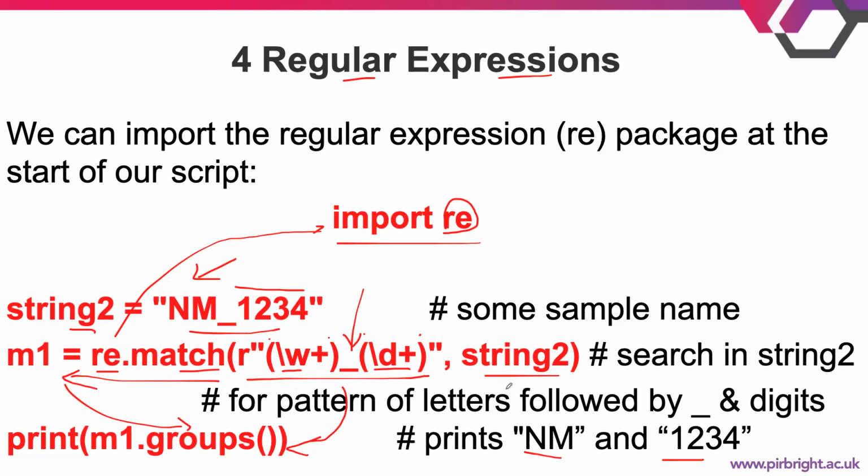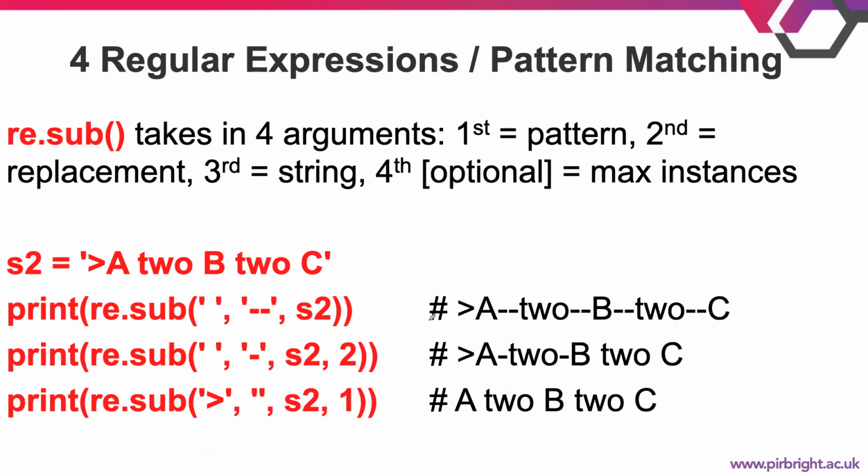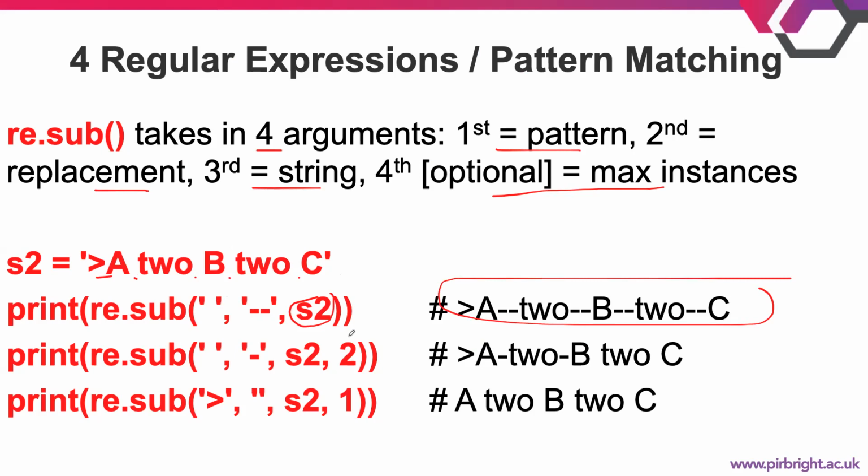There are other variations from the same package. sub is one of them, and that takes in 4 arguments: the pattern, the replacement, the string, and then optionally the number of instances that we want. So if we have s2 here, string2 has at the start a greater than symbol, then A to B to C. If we substitute the spaces with a dash for s2 as our input, you can see that we should get dashes in between each of the spaces.